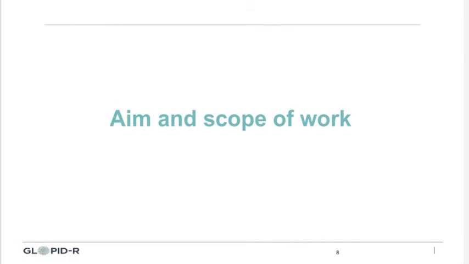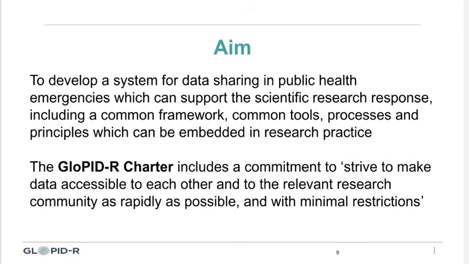So, aims and scope of the GloPID-R data sharing group. As I said, the group has been in existence, I think, since March 2016. We deliberately came up with an aim to develop a system, and that's singular for a purpose here, for data sharing in public health emergencies, which can support the scientific research response, including a common framework, common tools, processes, and principles which can be embedded in research practice. Back to my point about it being one system, I think it's very important that we are working together to develop one system and not multiple systems for this kind of data sharing.